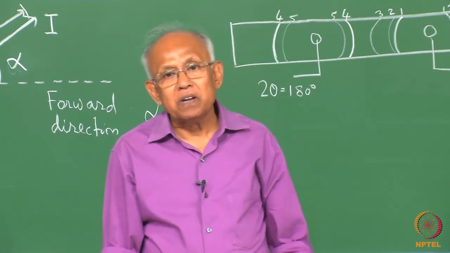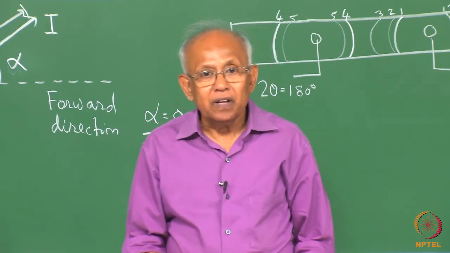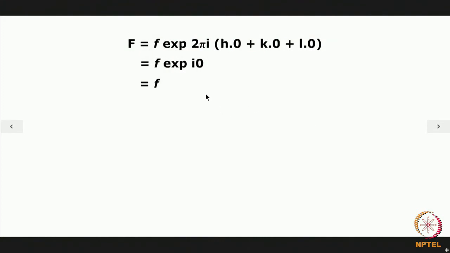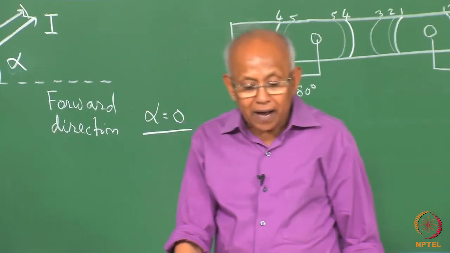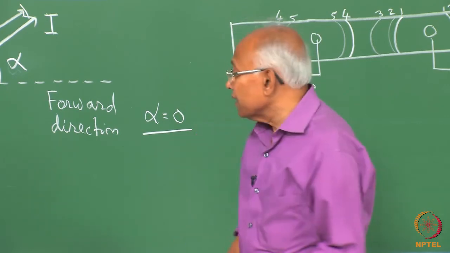How many atoms are there per unit cell? There is only 1 atom at the origin 0 0 0. So, we have to take the summation over only 1 atom at 0 0 0. So, for simple cubic, capital F is equal to small f exponential 2 pi i (h into 0 plus k into 0 plus l into 0). So, how much is it? Small f exponential i into 0 is equal to 1. So, it will be simply f. So, the simple cubic system is one in which the crystal structure factor is simply equal to the atomic scattering factor.